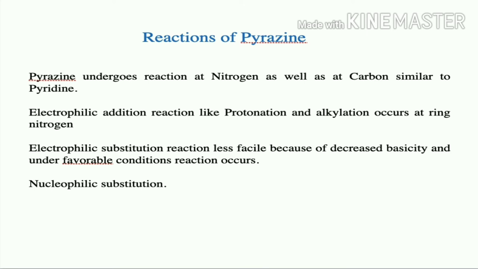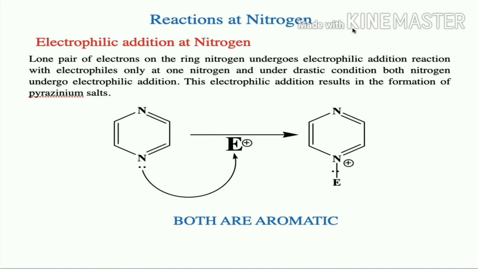First, we will see the reactions at nitrogen. Because of the presence of a lone pair of electrons on the nitrogen, it will undergo electrophilic addition reaction with electrophiles only at one nitrogen. Only under drastic conditions is it going to react with the electrophile at both nitrogens. This electrophilic addition results in the formation of a pyrazinium salt. Pyrazine as well as the pyrazinium salt are both aromatic in nature, so it is similar to pyrimidine and pyridine.